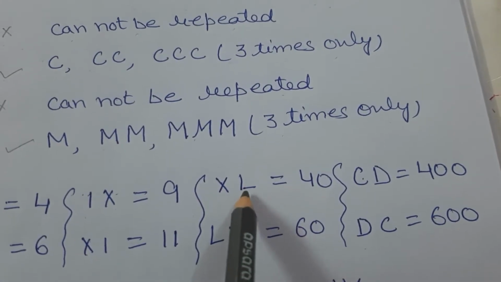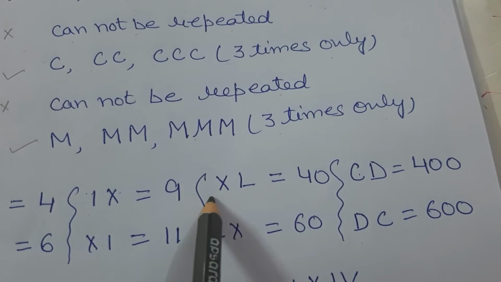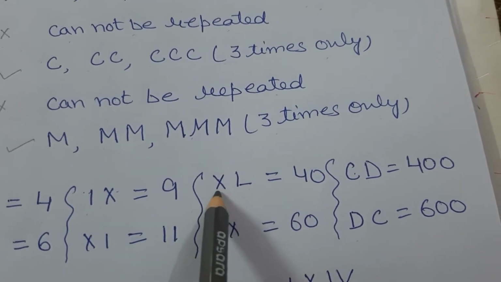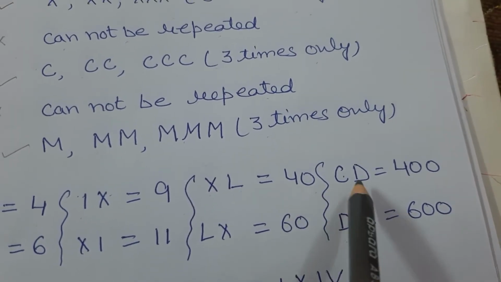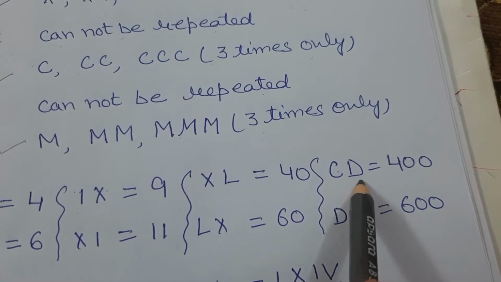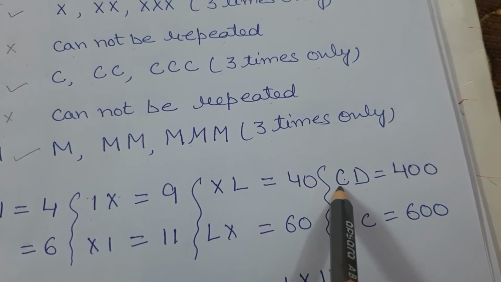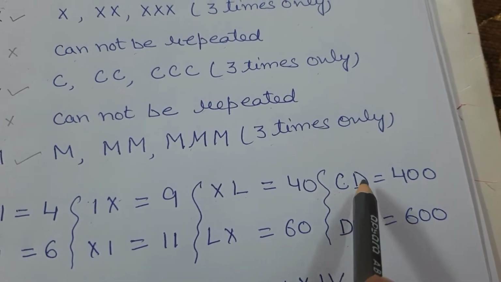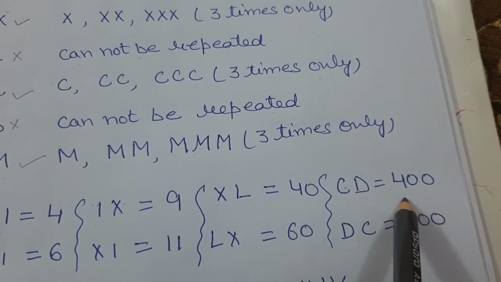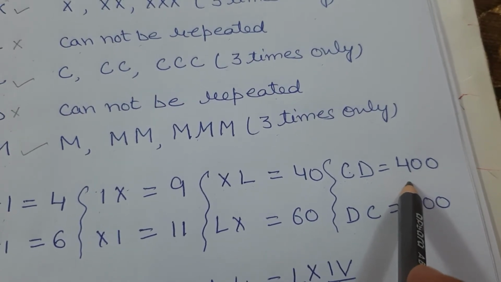Similarly, XL is L minus X, that is 50 minus 10, that is 40. CD, so C is subtracted from D. C is a value of 100 and D is 500. 500 minus 100, that is 400.